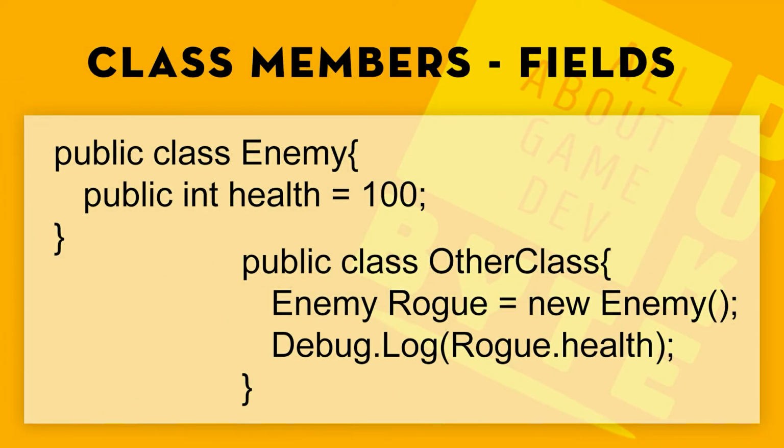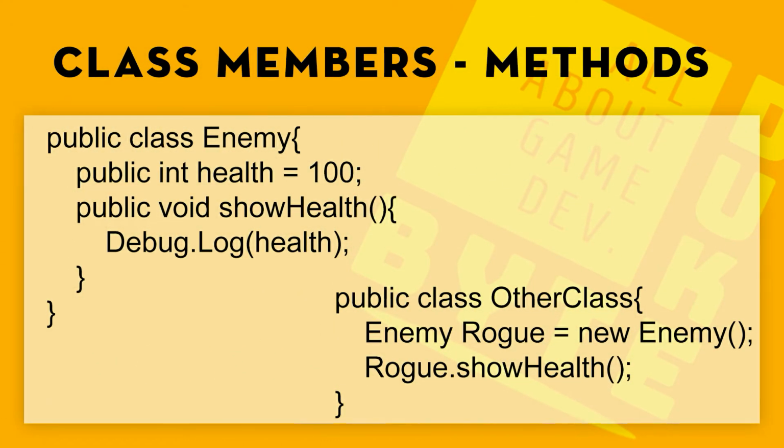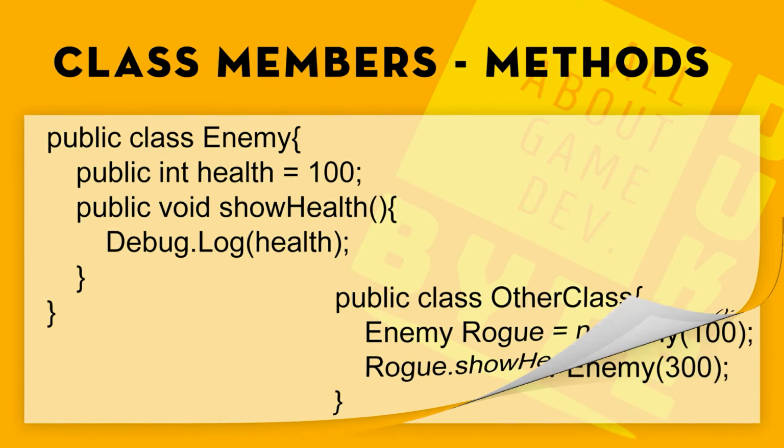Class members: fields. Variables inside a class are called fields. You can access the fields of the class by creating an object of the class and using the dot syntax. Class members: methods. Methods are used to perform specific actions, and they define how an object of a class behaves. You can access methods with the dot syntax. Remember to use the name of the method followed by two parentheses.